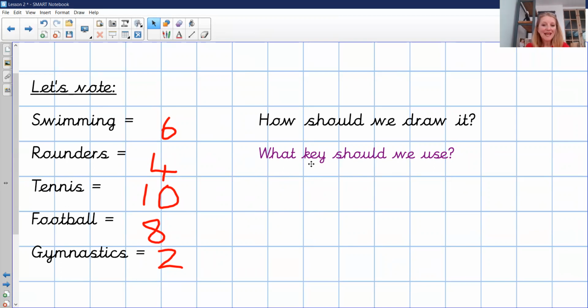You're going to need a key. So you could use a key where one picture, one smiley face, one ball represents one child, or you could make it represent 2 children. Okay, so on a piece of paper or a whiteboard, if you've got one at home, have a go at just having a rough draw of what you think a pictogram should look like. Okay, maybe just pause the recording again while you have a go.